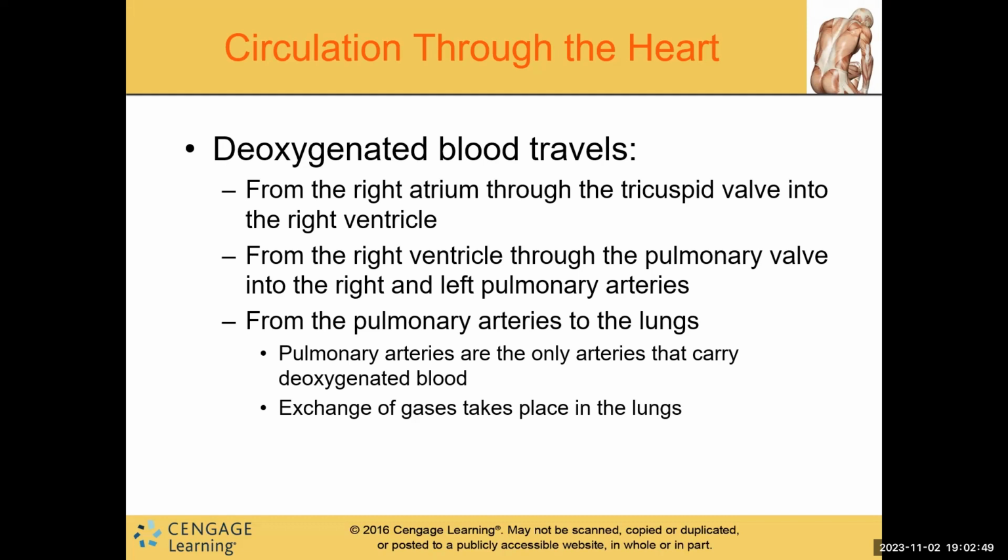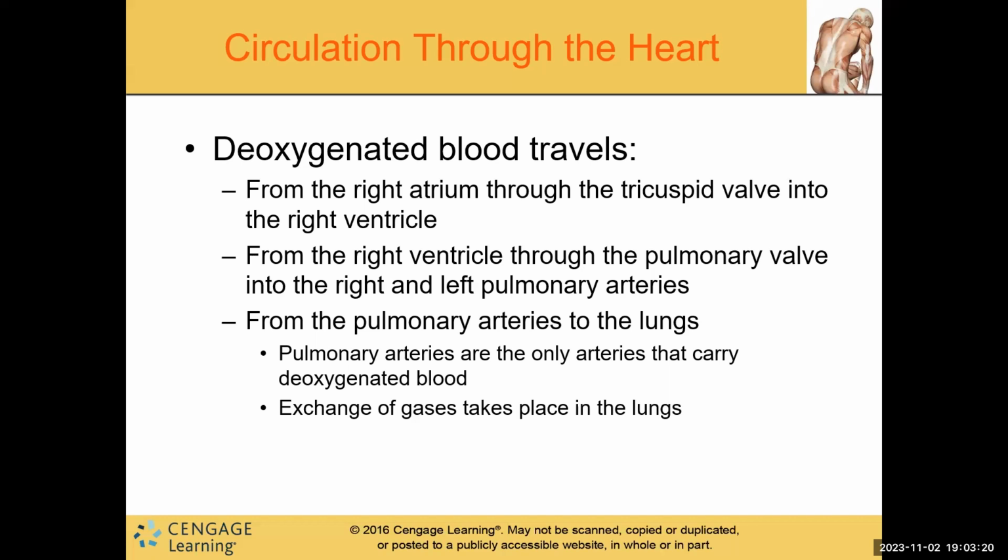From the right ventricle, it travels through the pulmonary valve into the right and left pulmonary arteries. So there's a valve called the pulmonary valve in the right ventricle. Then the blood is now pushed. The right ventricle contracts and pushes blood into the lungs. So now all this blood that's deoxygenated goes into the lungs, and from the pulmonary arteries to the lungs.